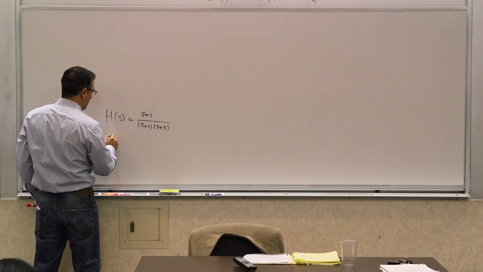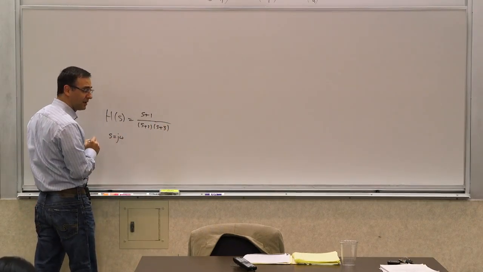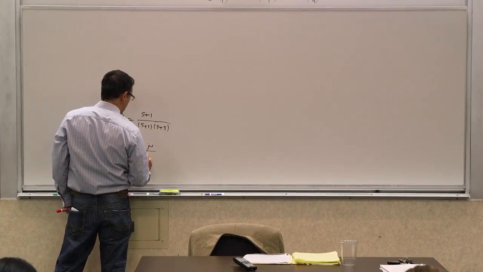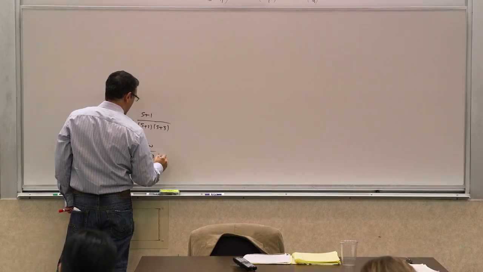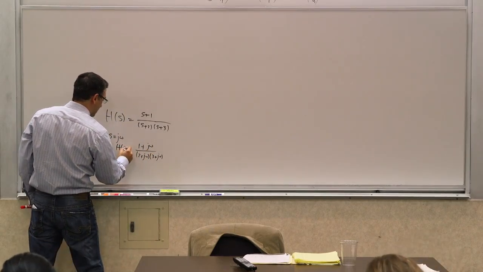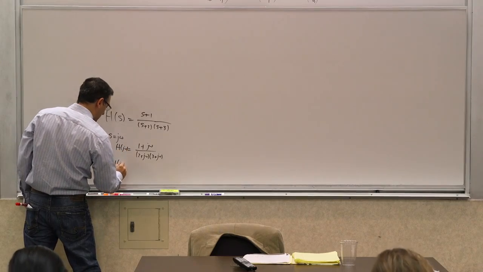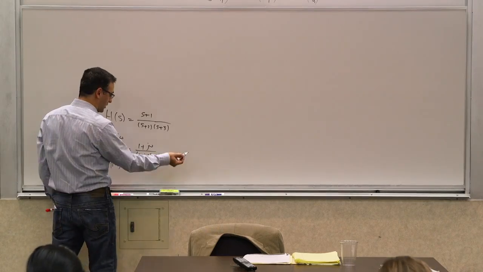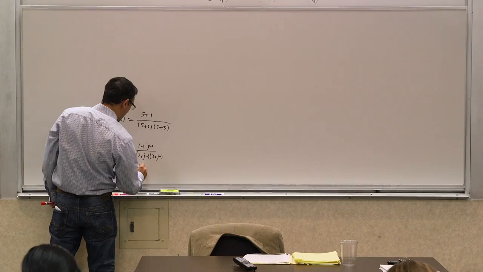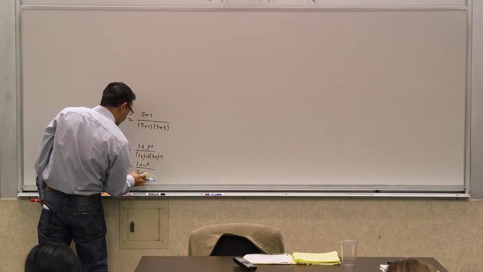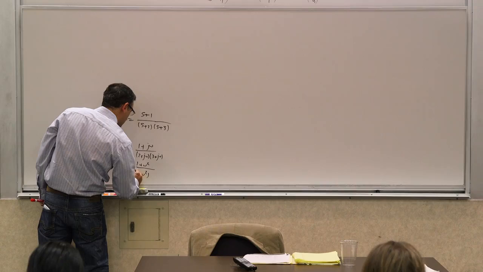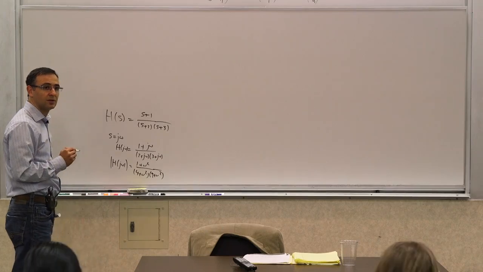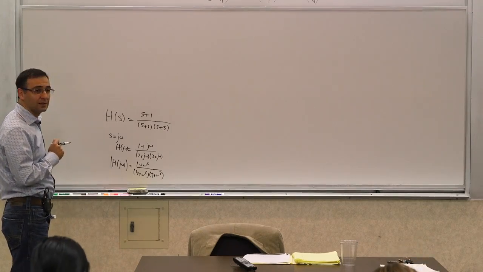So you can always set s to equal j omega and say, okay, well, this is 1 plus j omega over 2 plus j omega times 3 plus j omega. So this is H of j omega. And calculate its magnitude, right? You multiply by its complex conjugate, and then you get its magnitude, some function in omega, right? Which in this case would be 1 plus omega squared over 4 plus omega squared times 9 plus omega squared, right? So that would be the magnitude of this thing.